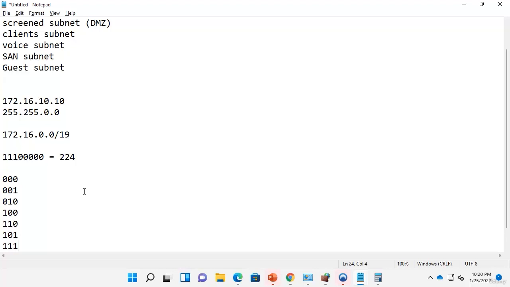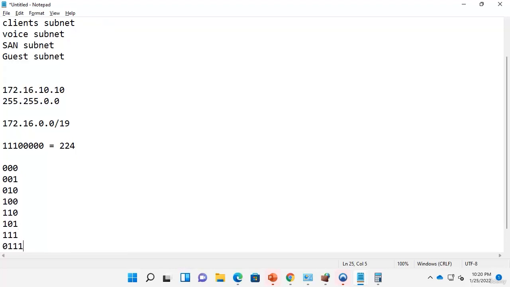Oh, and 0, 1, 1. That's the one I'm missing. Okay, those are all the possible values. There you go, 3 bits, and those are the possible values of those 3 bits. We have actually created 8 unique combinations of zeros and ones just by adding 3 bits. All right, I hope that makes sense.